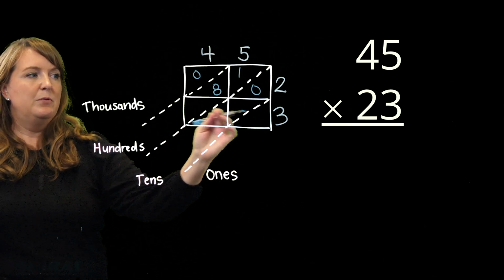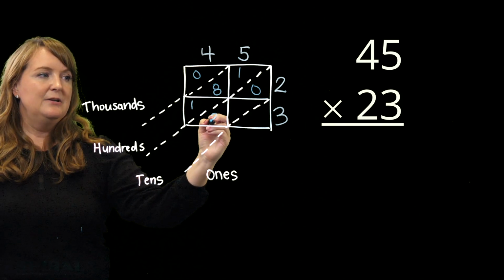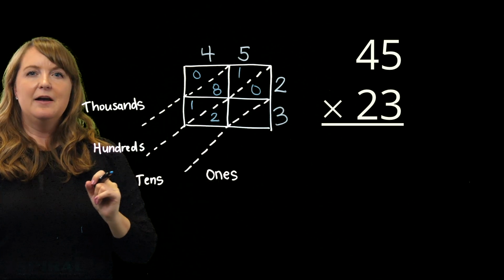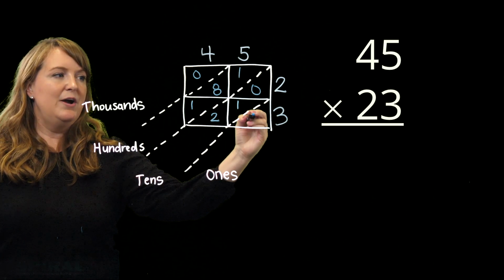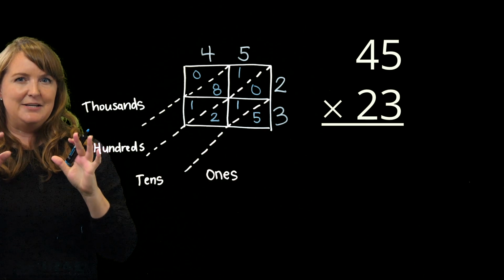Now let's multiply 4 times 3. 4 times 3 is 12. 1 ten, 2 ones. And what do we have remaining? 5 times 3. 5 times 3 is 15. 1 ten, 5 ones. Now I know you want me to get to the end, but I want to talk about something very quickly right now, and that is the place value.